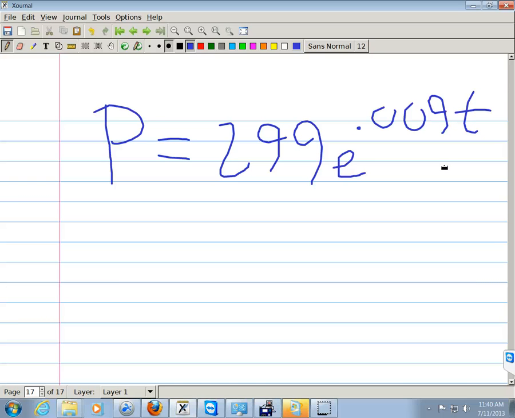So how do you find what year we have 350 million people? What do you got to do? Plug in 350 for P and solve for t. Okay, and we solve for t the same way as we did a minute ago. The t's in an exponent. How do you get it out of there? Use logs.